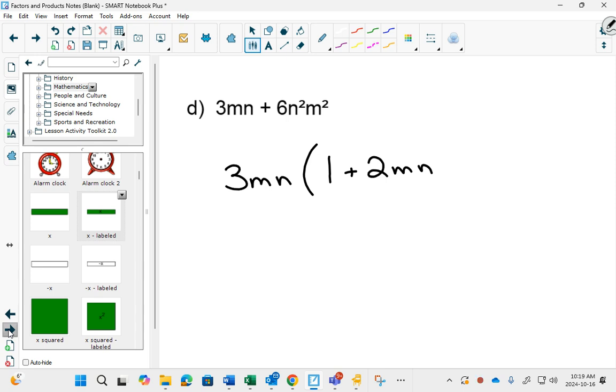Does it matter the order you write your variables? No. Generally, they do it alphabetically. Okay?